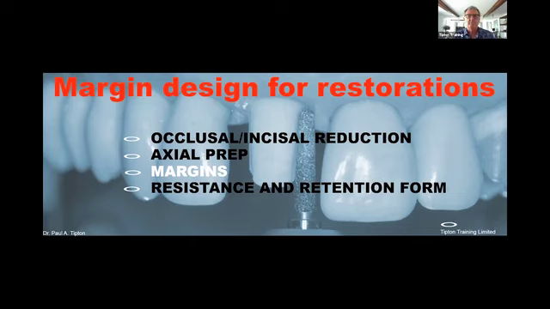And as we mentioned before, axial preparations are going to be different in terms of convergence angle, depending on the type of restoration. So for a PFM crown, a bridge, then we're looking at 12 degrees convergence angle. And that's been shown by Schillingberg to be a nice compromise between easy seating of the restoration when we come to cementing in place, but also good resistance retention form. And we need that compromise.